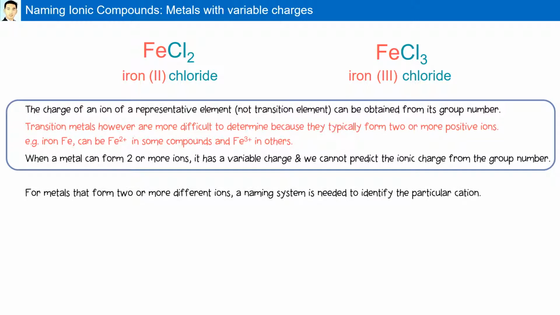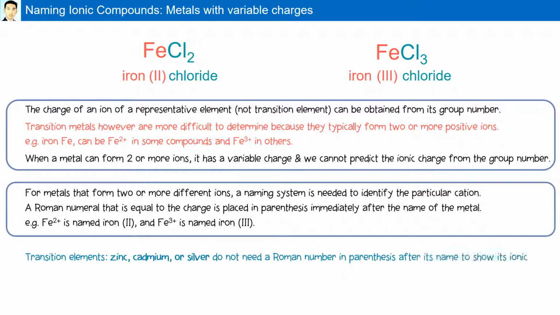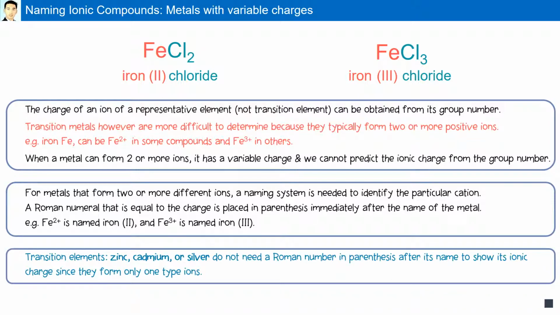For metals that form two or more different ions, a naming system is needed to identify the particular cation. This is called the Stock system. A Roman numeral that is equal to the charge is placed in parentheses immediately after the name of the metal. Example, Fe2+ is named iron(II), while Fe3+ is named iron(III). The transition elements zinc, cadmium, or silver do not need a Roman numeral in parentheses after the name to show the ionic charge, since they only form one type of ion.